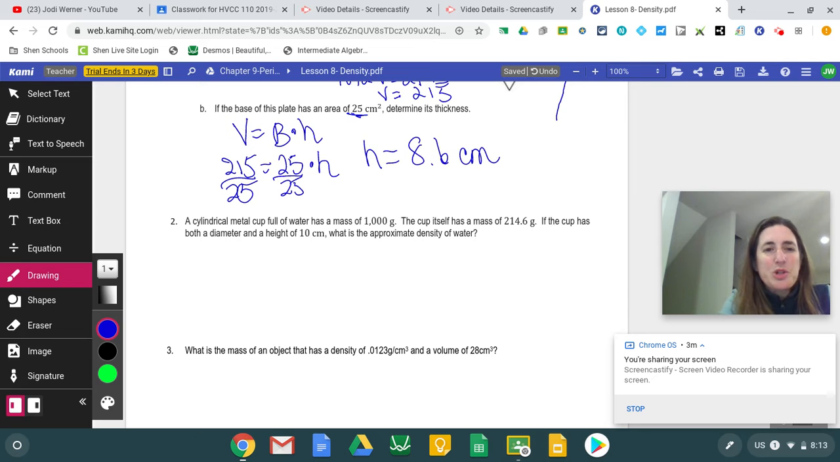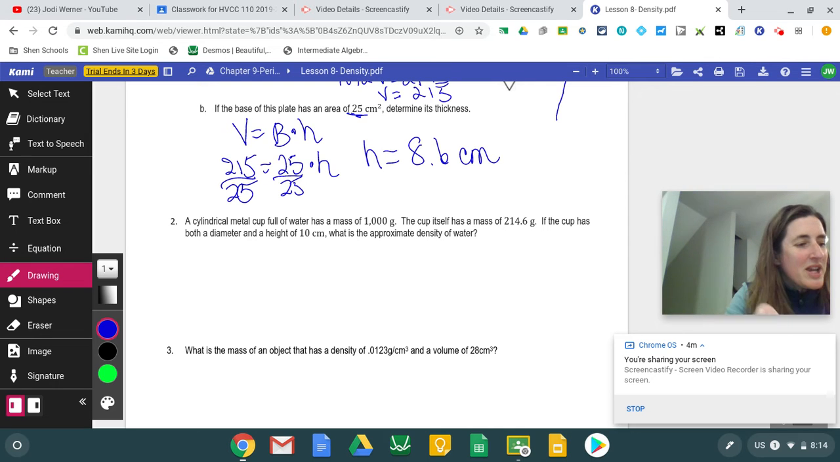Okay, so a cylindrical metal cup full of water has a mass of 1,000 grams. The cup is 214.6 grams. And if the cup has both a diameter and a height of 10 centimeters, what is the approximate density of water? Now, you guys are geniuses, and you should already know what the density of water is. The density of water is around what? That's right, folks, 1. So if we don't come out with an answer of approximately 1 for this, then we've done something wrong. And this is a Regents question. So you could double check yourself with that if you were a genius and knew what the density of water was.